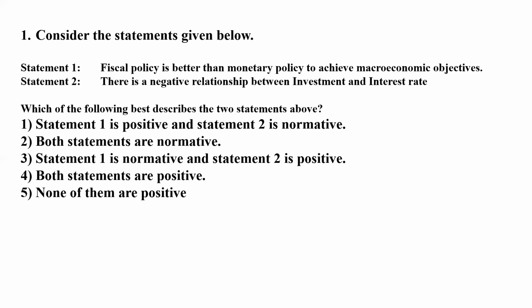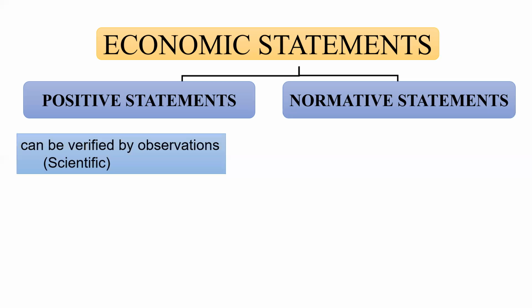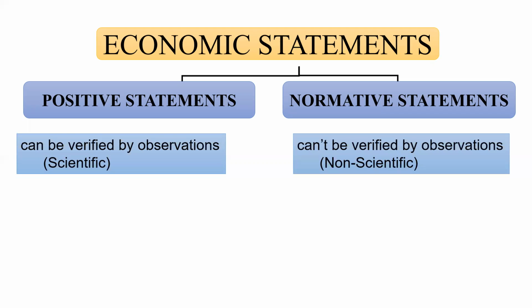Economic statements come in two types: positive statements and normative statements. What is the simple difference? Very basic difference. Normally these statements don't come in the second paper; this section is mainly focused on the MCQ paper. What is the key difference between a positive statement and a normative statement? The simple difference is this: positive statements are scientific, normative statements are non-scientific.